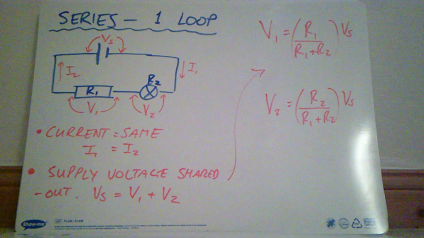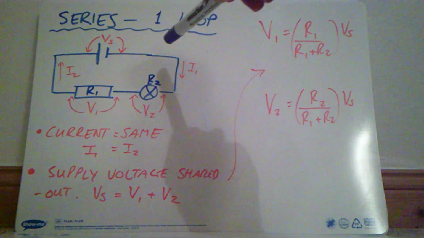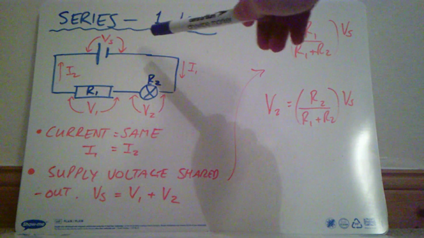So here's the circuit analysis, which we mentioned before. To begin with, the left hand side is just the same as Nat5. A series circuit is a circuit where there's just one loop. So in here we have a battery, a resistor, and a bulb.